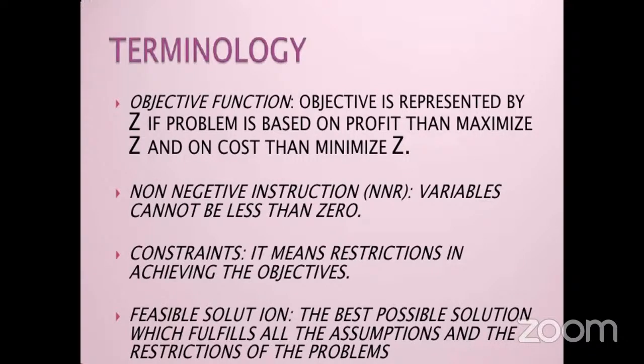Non-negativity restriction, that is variables cannot be less than 0. This is also mandatory. Then the constraints, it means the restrictions in achieving the objectives. So the constraints are nothing but the restrictions only. Feasible solution, the best possible solution which fulfills all the assumptions and the restrictions of the problem.